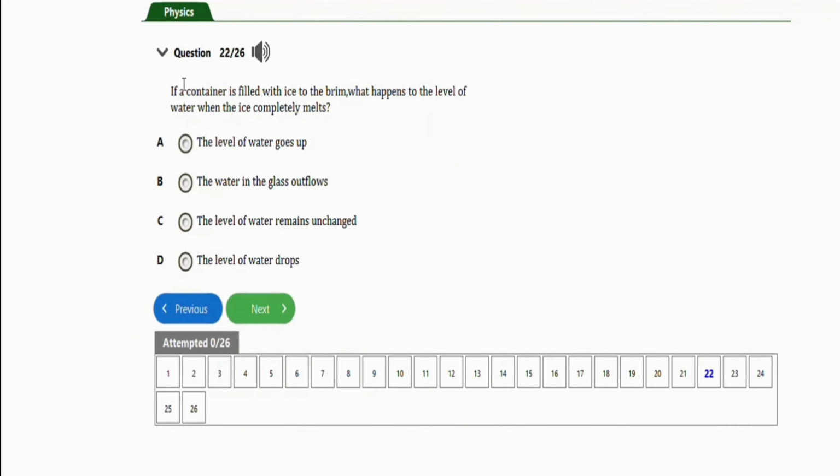It says, if a container is filled with ice to the brim, what happens to the level of water when the ice completely melts? The level of water goes up, the water in the glass has flowed, the level of water remains unchanged, the level of water drops. Now take note of this particular question. The correct option is option C. The level of water remains unchanged. The next question is this one.